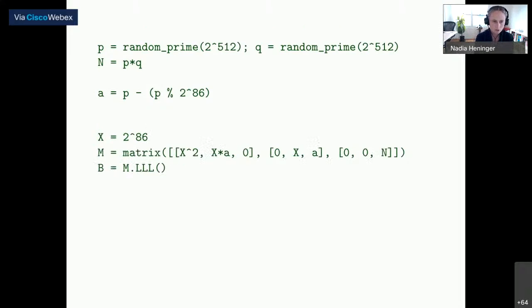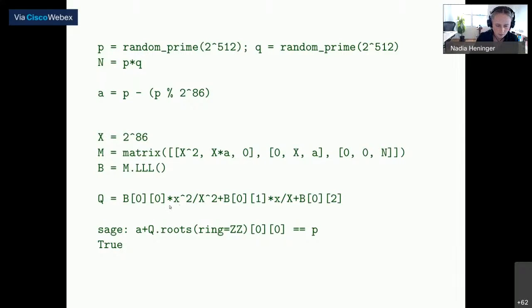Now I'm going to construct a 3x3 matrix. It consists of the scaling factor, which is 2 to the 86, the number of bits that I don't know, and the matrix entries include some a's and the modulus n. Then I run the LLL lattice basis reduction algorithm on this lattice basis. When it comes out, I construct a polynomial from the coefficients of the shortest vector that came out of the reduction algorithm, and I compute the roots over the integers. If I add the first root that I find to this value a, this is equal to p. So this is my lattice magic trick.